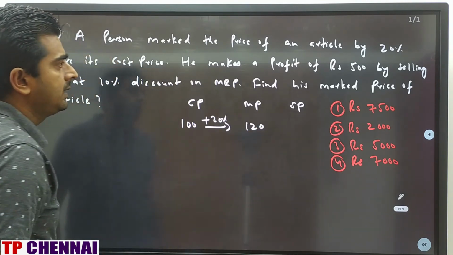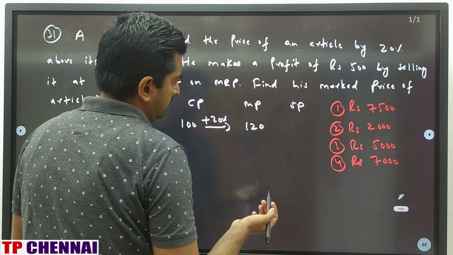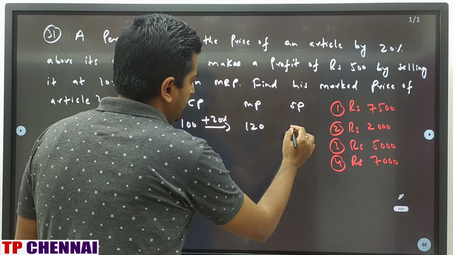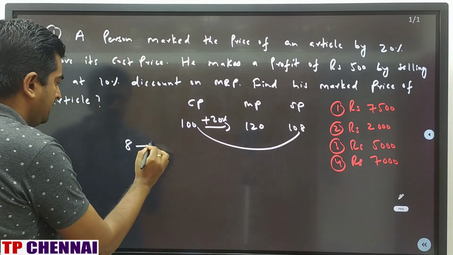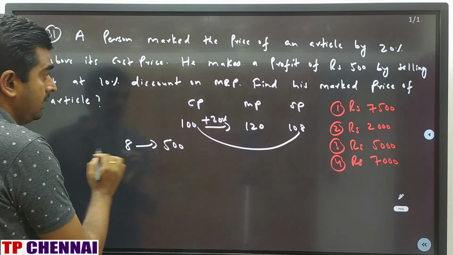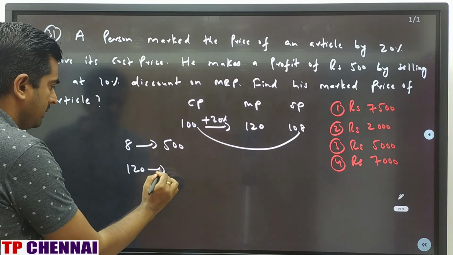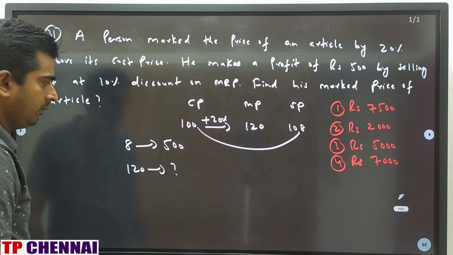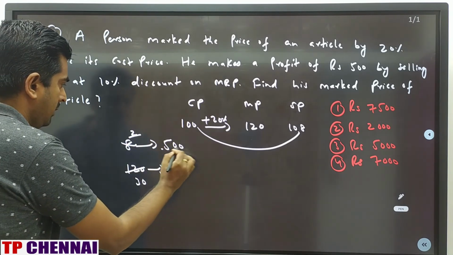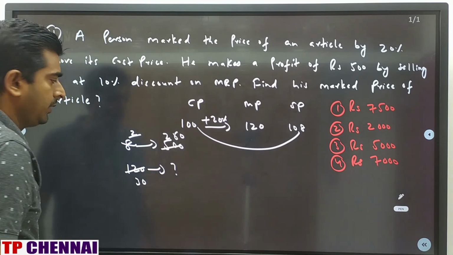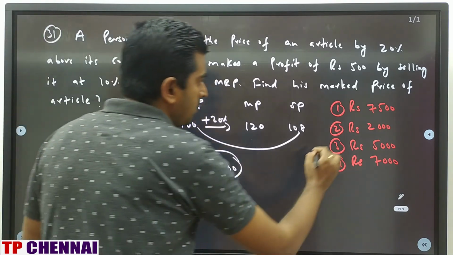Now it's giving a discount of 10%. If you remove 10%, how much do you have to remove? 12. So this is 108. Profit is how much? 8. The 8 part, how much have they given you? 500. What are they asking? Find the mark price. So the 120 part is how much? Right? So 4 2s are 4, 30s are 2, 250s are 250 into 30. What is the answer? 7,500 rupees. First option.